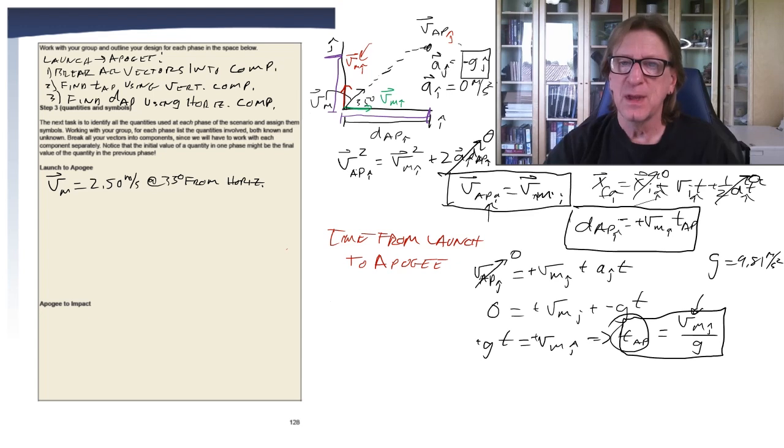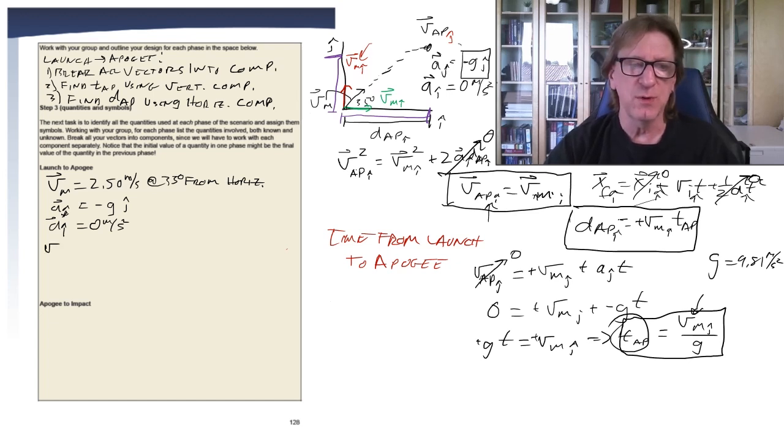Okay. And that's all the initial information we were given, right? We do know that our j hat component is going to be equal to minus g in the j hat direction, and we know that our i hat component is going to equal 0 meters per second squared. Okay, so let's break these down into components.